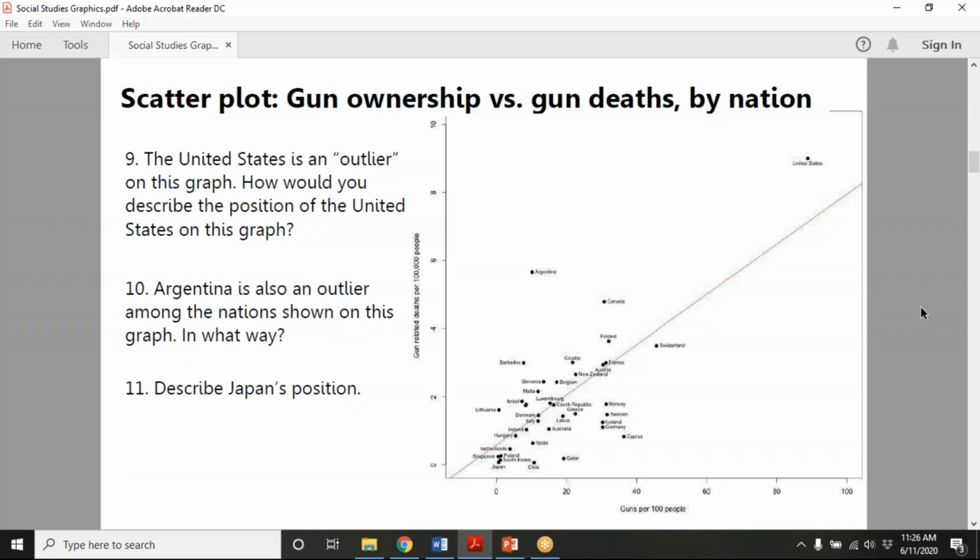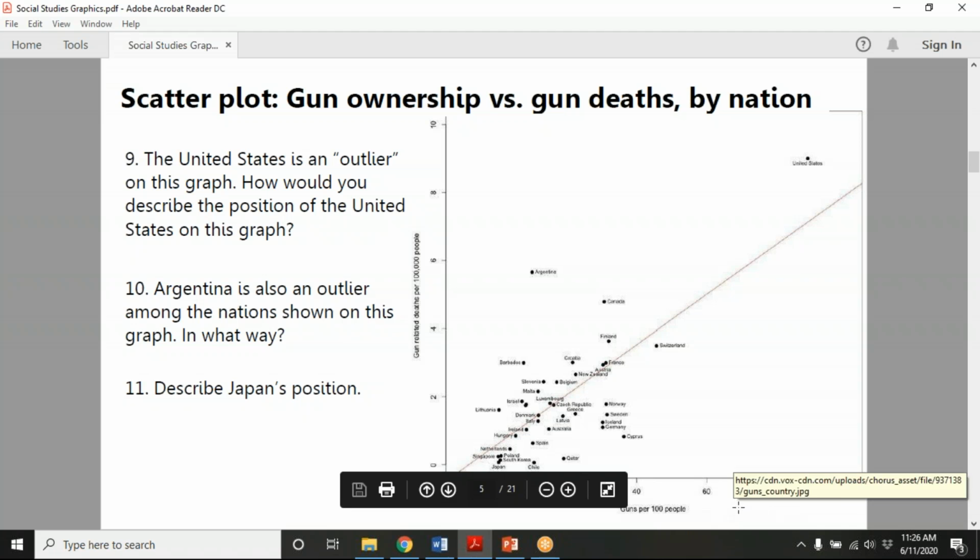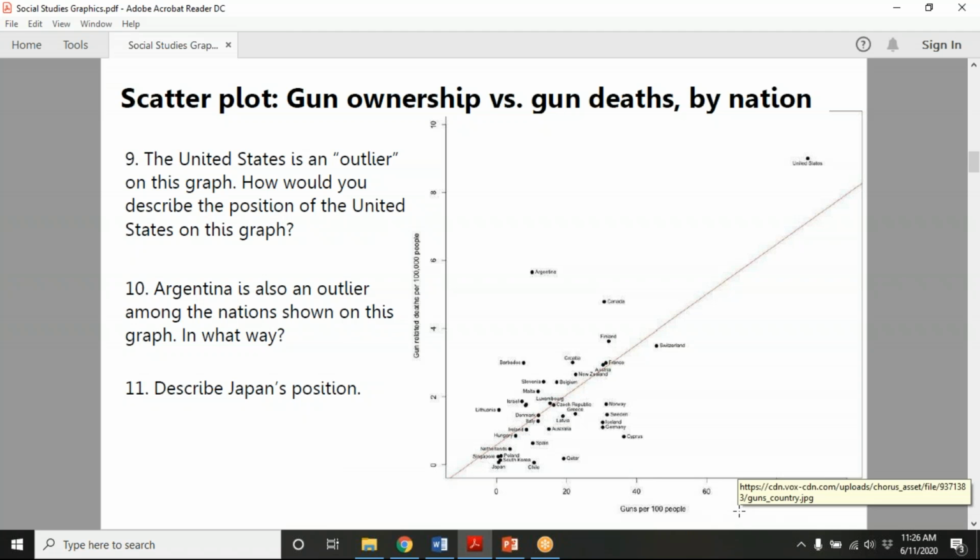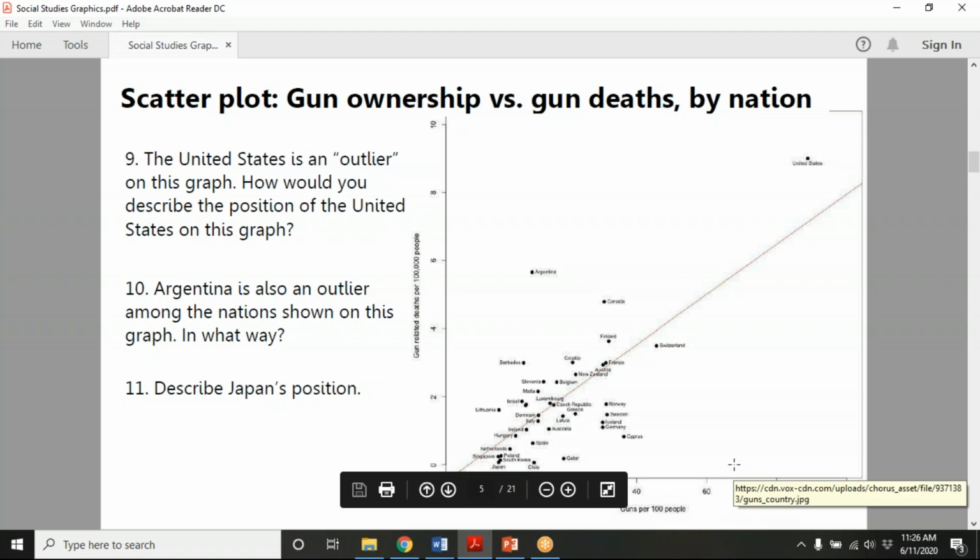Okay, here's another scatter plot by nations. We've got gun-related deaths per 100,000 people, 2, 4, 6, 8, 10. And across the bottom, guns per 100 people. Now this is a little bit different. This isn't gun ownership by percentage of households. This is guns per 100 people, 40, 60. So this isn't every country in the world, but it's a lot.